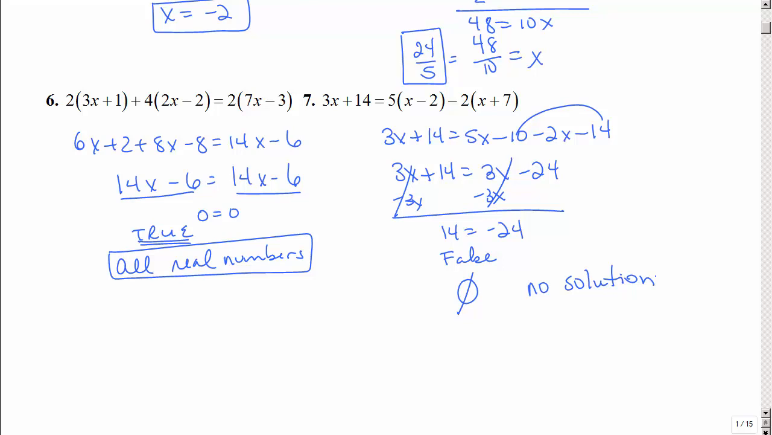When solving equations, you just need to make sure that you keep your signs, collect like terms, put x's on one side, everything else on the other, and if you get a true statement, the answer is all real numbers. If you get a false statement, the answer is no solution.